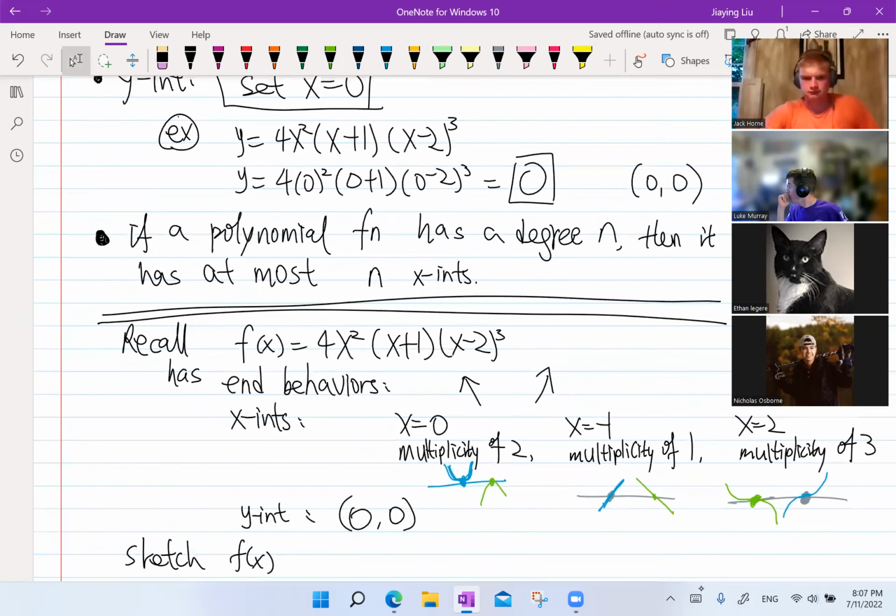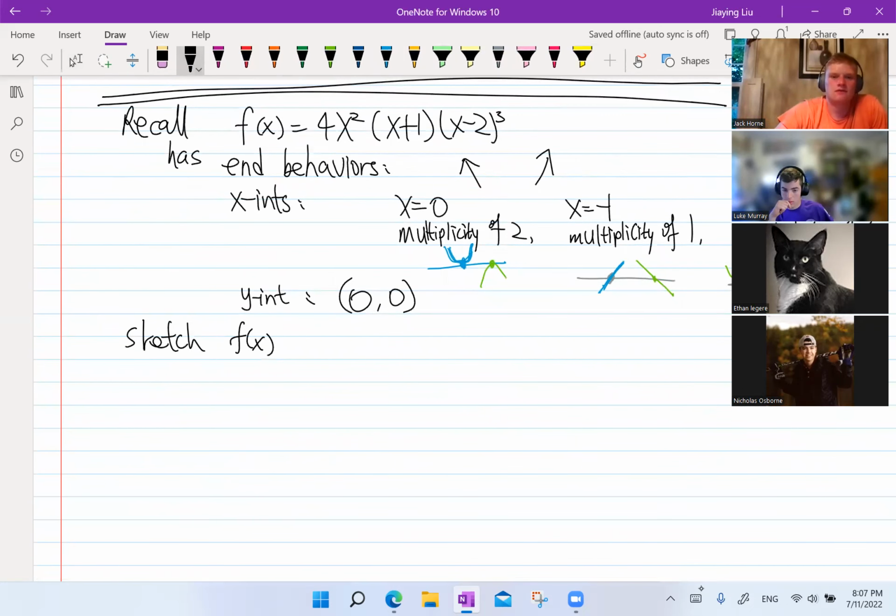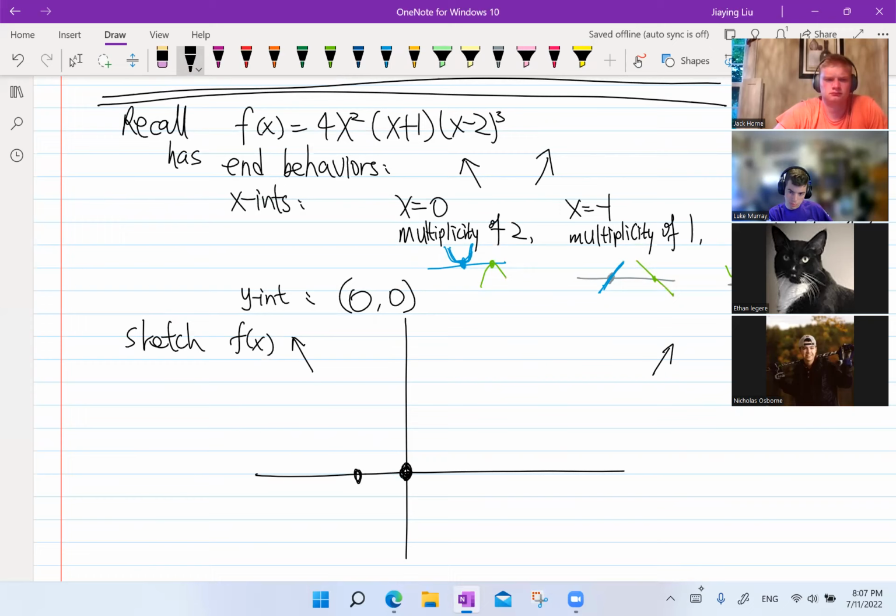So now let's put all those together and sketch a graph. The way I do it when we sketch polynomial functions is I usually begin by labeling the x-intercepts, the y-intercept, and the end behavior. I know the end behavior is going up on both ends, so I'm going to draw arrows here, meaning the end behavior is going upwards on both ends. Then we have x-intercepts at 0, at x equals negative 1, and at x equals 2. I probably should move it a little bit to the right. And then the y-intercept is (0, 0). Again, it's the same point, right?